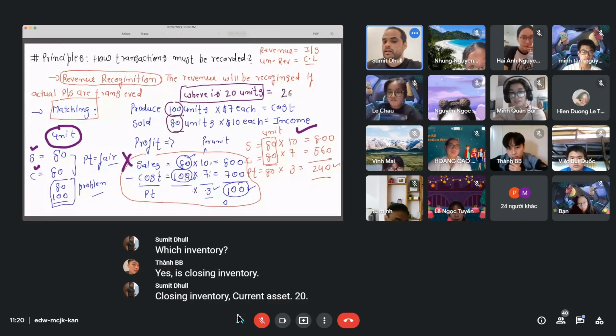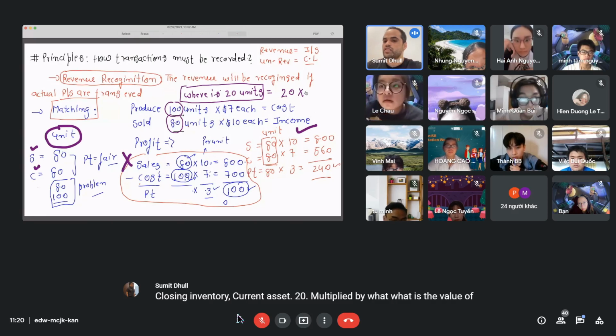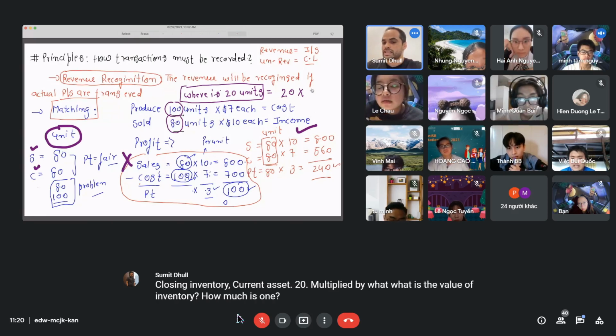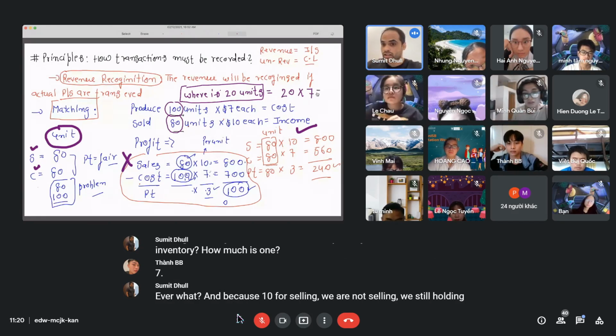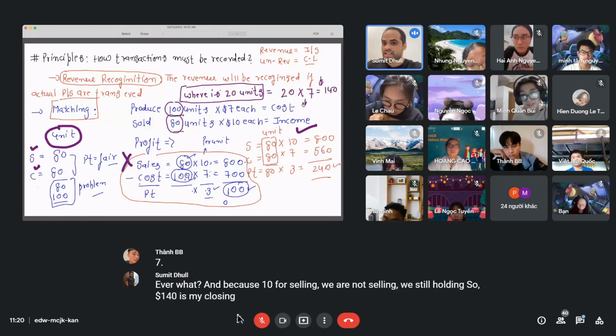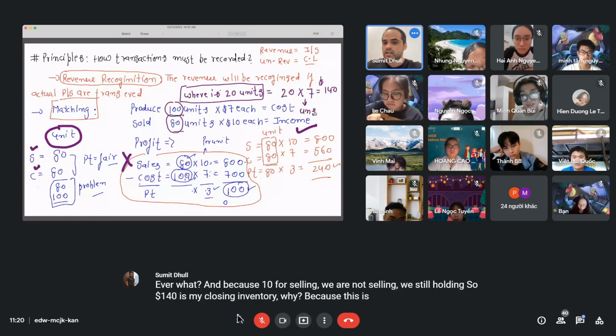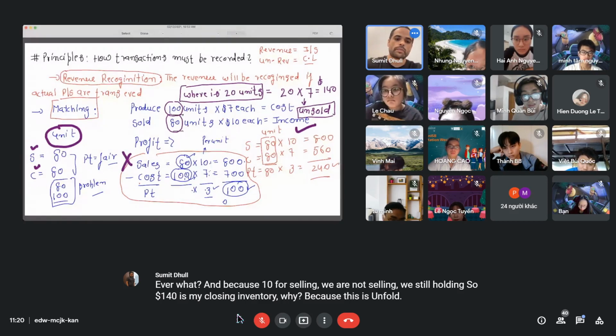20 multiplied by what? What is the value of inventory? How much is 1? 7. 7, not 10, because 10 is for selling. We are not selling, we are still holding. So $140 is my closing inventory. Why? Because this is unsold. Remember now?